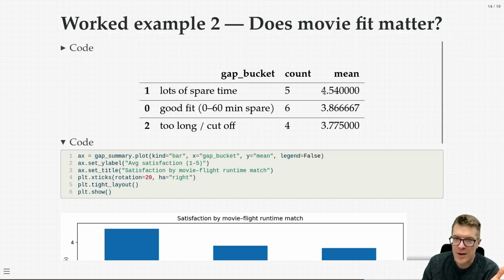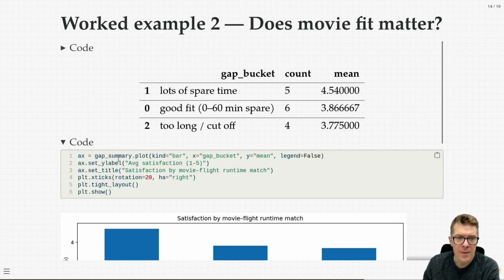So with lots of spare time, when there's no movie playing, it's a pretty high satisfaction score, as might be the case given today's movies. But when you have movies that are too long and have to be cut off, this is associated with low satisfaction scores. Is this meaningful or not? Is this only a coincidence? Maybe this is a correlation only. Well, it's yet to be seen.